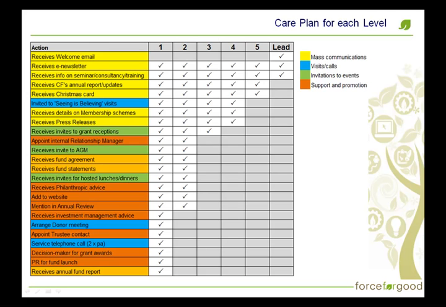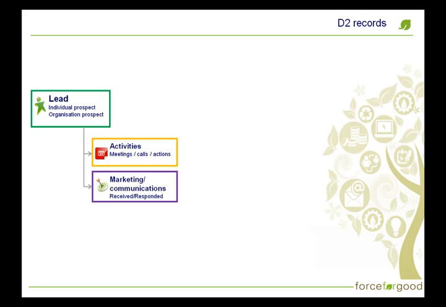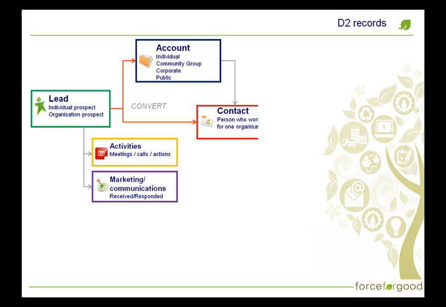Before we log in, let's take a look at the framework structure of DIGITS2 and how the records are related to each other. Firstly, the lead record is where you enter and profile cold prospects. You may target these with communications and calls which are stored on the record history. When qualified, you convert to create an account which has 4 different types to distinguish between individual donors or organisations and the contacts that belong to them.